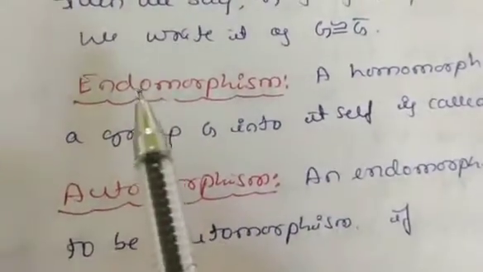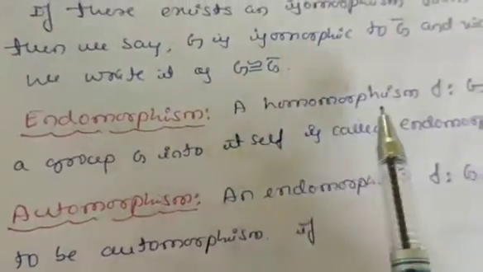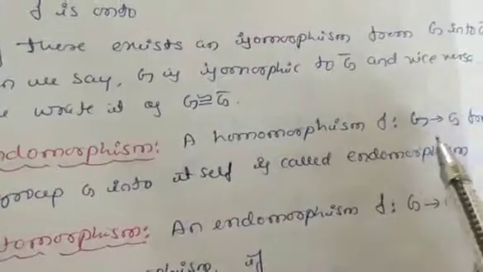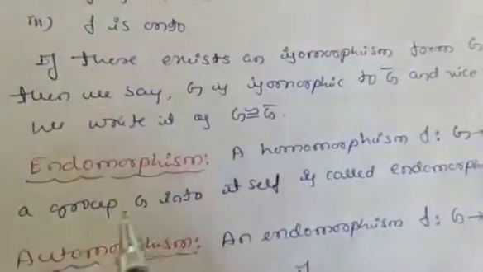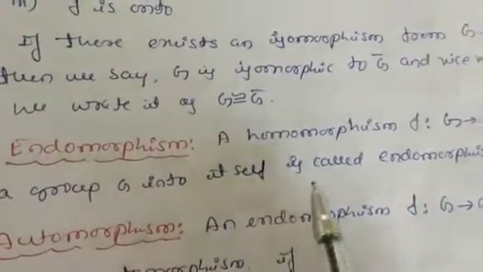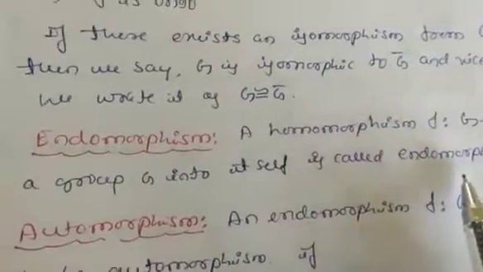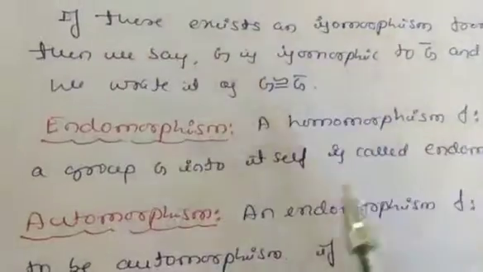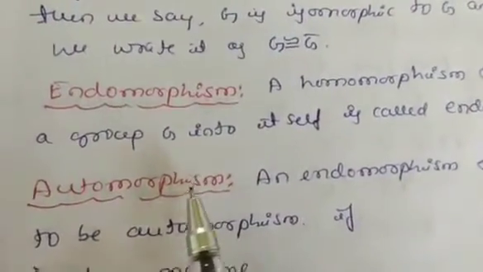Take one more definition, endomorphism. A homomorphism F from G to G dash, from G to itself, from a group G into itself is called endomorphism. So instead of taking another group, we can take here the same group G to G only, then we can call it as an endomorphism.